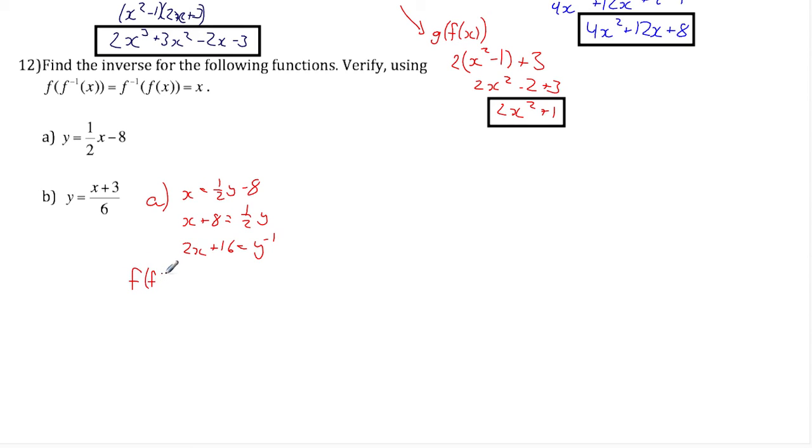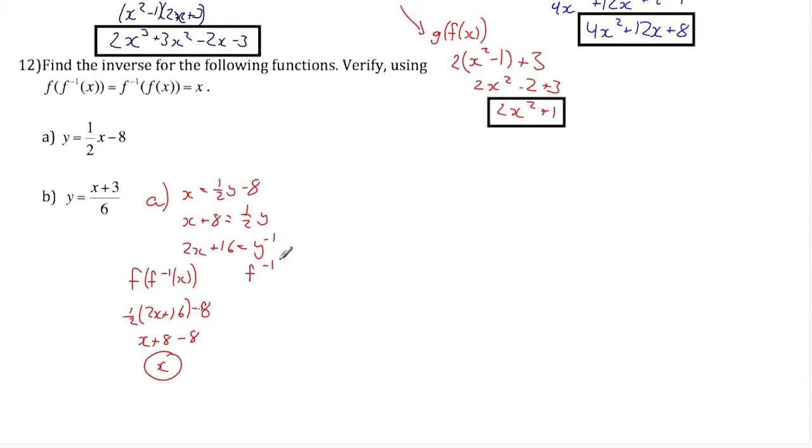Now we need to verify, so what we need to do is plug the inverse into the original. So if we do that, f of inverse of f of x, we basically just take the original function. That's going to be 1/2 x, but instead of x, we're going to put in the 2x plus 16 and minus 8. So here we're going to get x plus 8 minus 8. The plus 8 minus 8 reduces, so we get x.